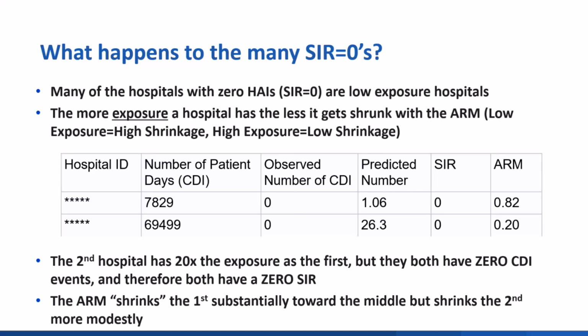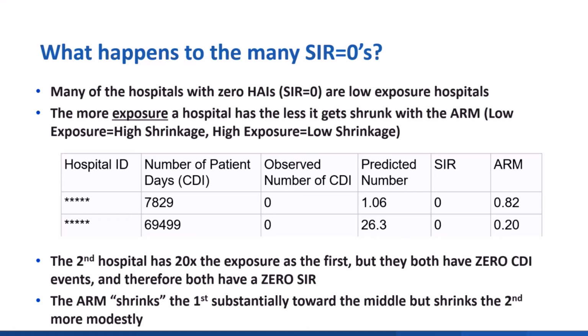And when I mean shrunk, I mean pulled towards the middle. And if it's a low exposure hospital, there is a high amount of shrinkage, which means the arm gets pulled highly towards the middle. So below in this table, again, real magnitude examples but fictitious data, show 2 different hospitals where the second hospital has 20 times the exposure of the first.